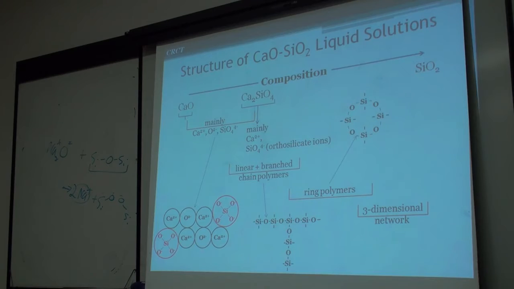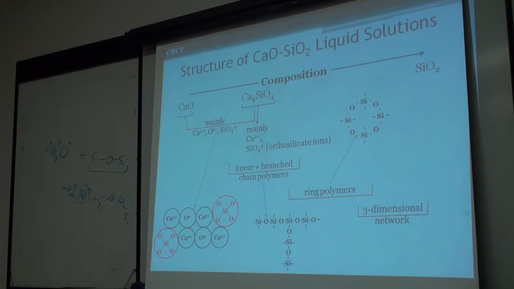These are covalent bonds in here, so it's like SO3 or something. It really is a covalent ion. So here we have mainly calcium, oxygen, and SiO4s. Now, the maximum for this would be Ca2SiO4, where you have calciums, SiO4s, and no oxygen ions. You can't go beyond that without doing something.